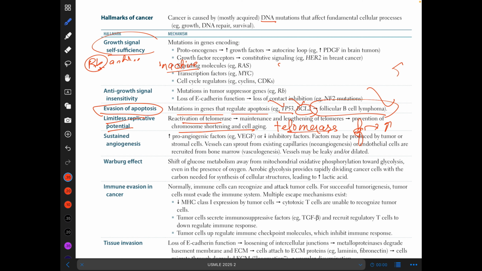Cell aging can be detected by the telomeres, but in cancer there's a reactivation of telomerase to divide. There's a prevention of chromosome shortening and cell aging. So the cell can always stay young and will divide and divide as much as it can. Females use Botox for the anti-aging process, but cancer cells use telomerase reactivation to prevent chromosome shortening and cell aging. Understand?